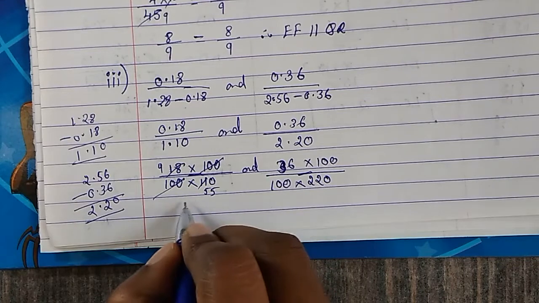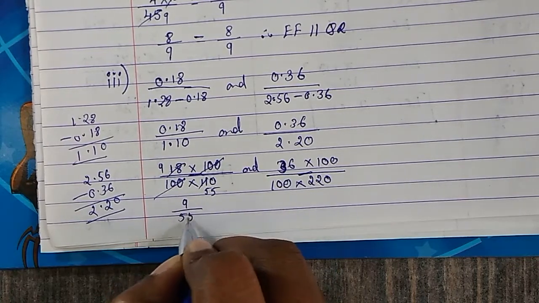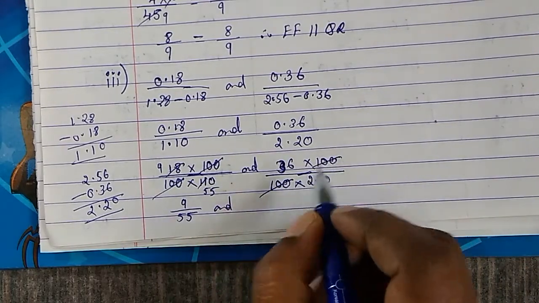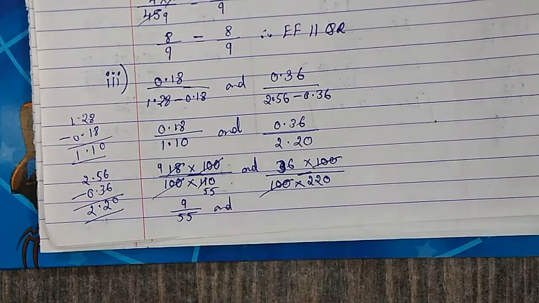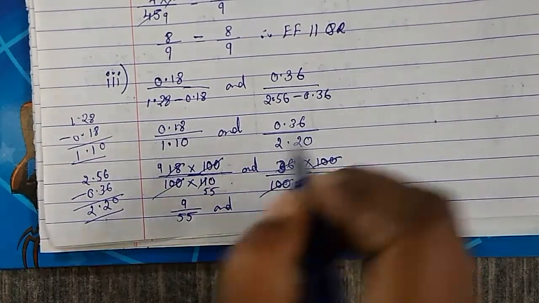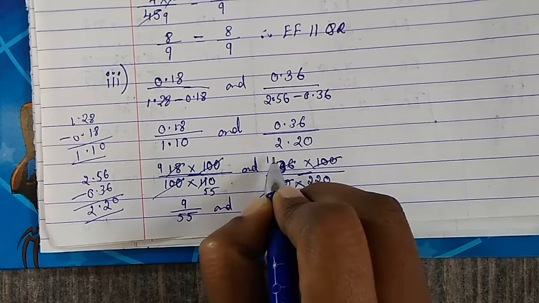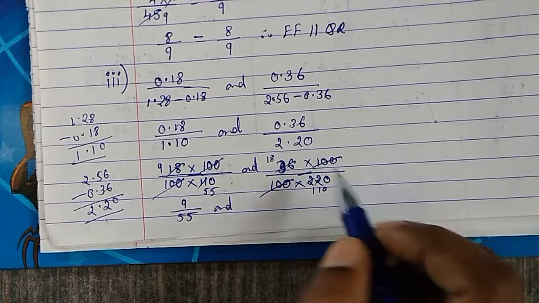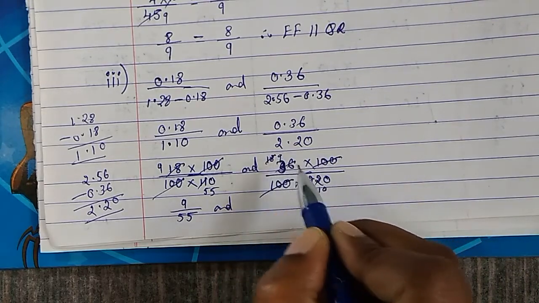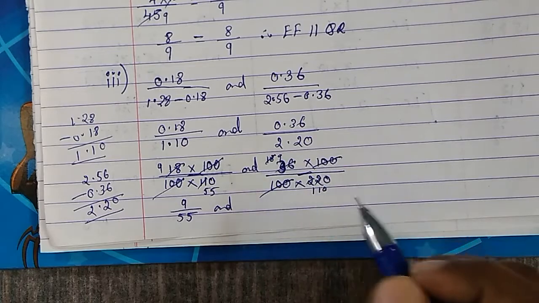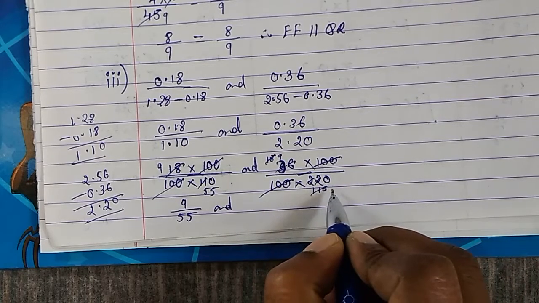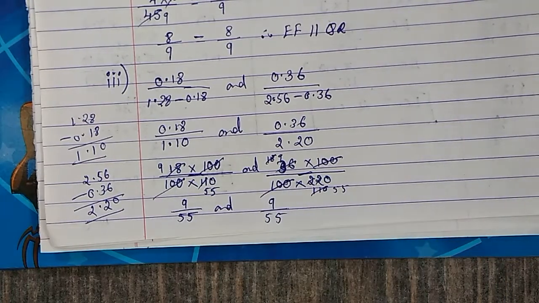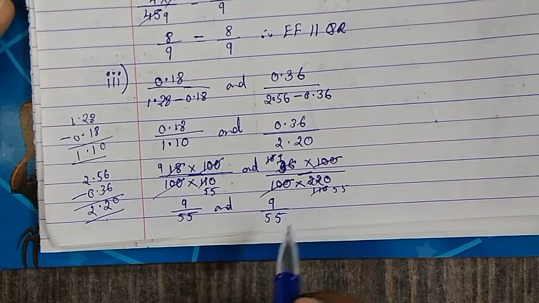So let's write down here 9 upon 55. And here 100 gets cancelled. With table 2 we can cancel. 1 time 2, 8 times 16. 1 time 2, 1 time 2, 0. Then again 9 times, it will come 18. Here 55 times. So you have 9 upon 55. So now both the side ratio is same.